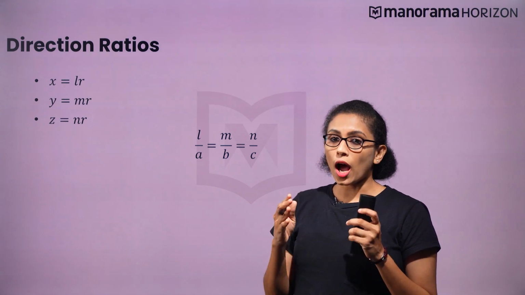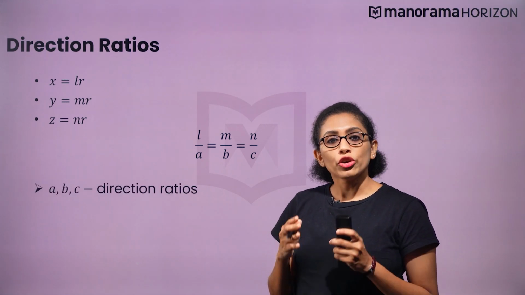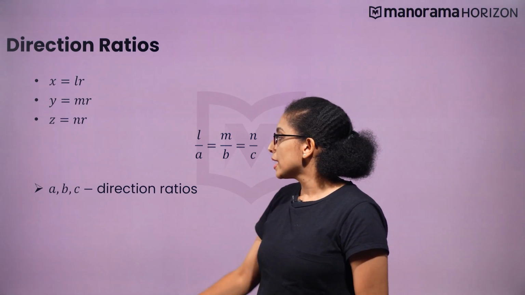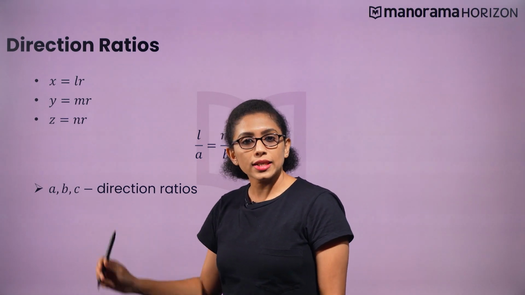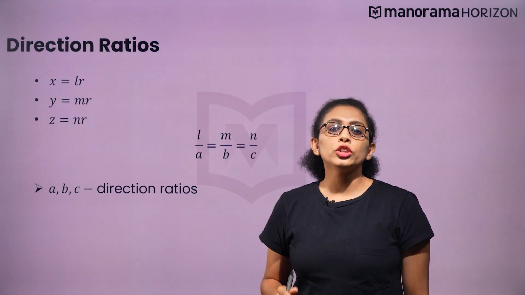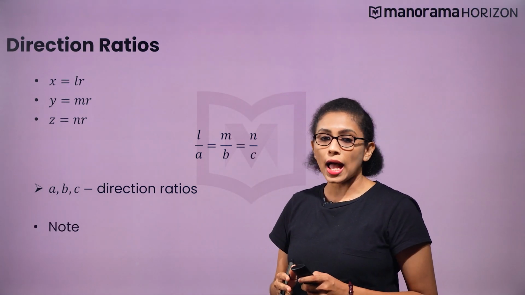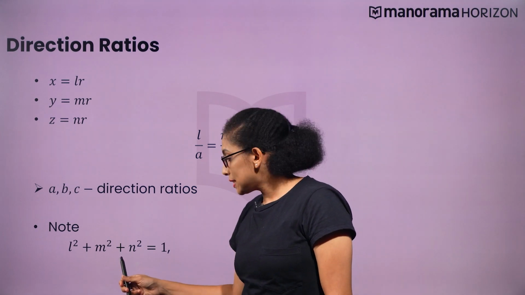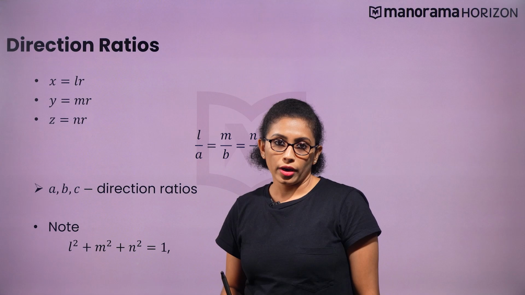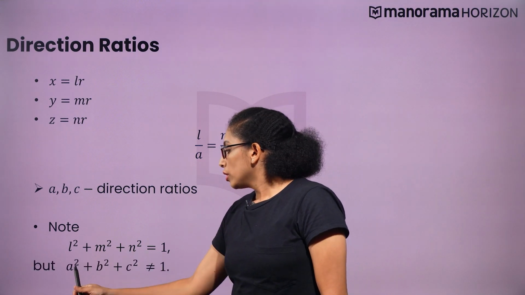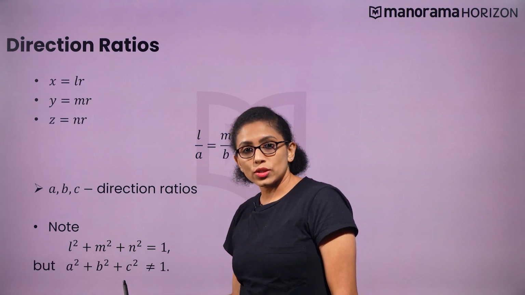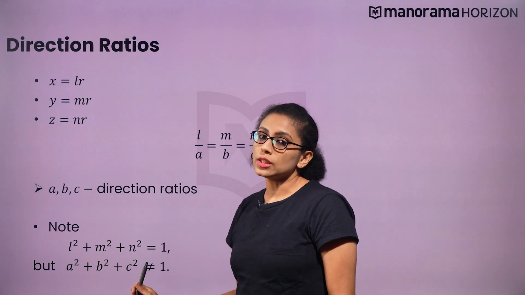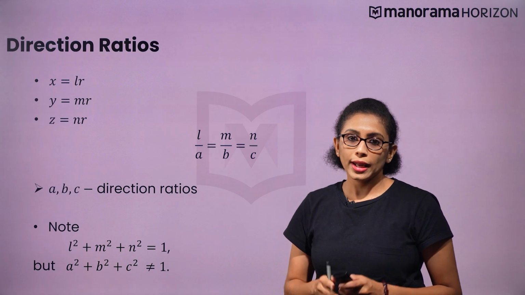And these are called the direction ratios of the vector R, and they are represented as a, b and c respectively. And one more thing we have to note here is that L square plus M square plus N square is equal to 1. Also, a square plus b square plus c square, that means the sum of the squares of the direction ratios, is not equal to 1 in general.